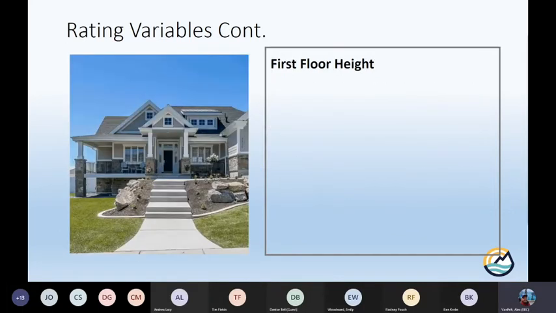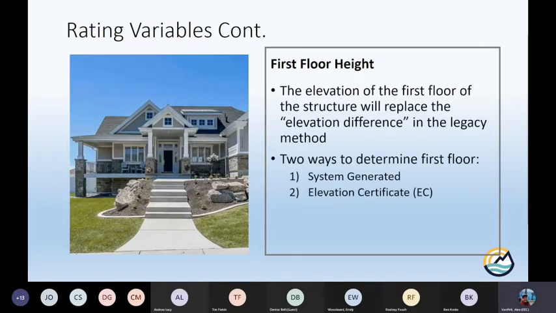The new variable is going to be the first floor height. This is the one I'm expecting we're going to get the most questions about from you all as floodplain managers, because it's a little different now than what the legacy method considered. The first floor height is essentially going to be the first floor above grade. So it's going to replace the elevation difference between LAG and your first floor height. It's going to look at what your first floor above grade is.